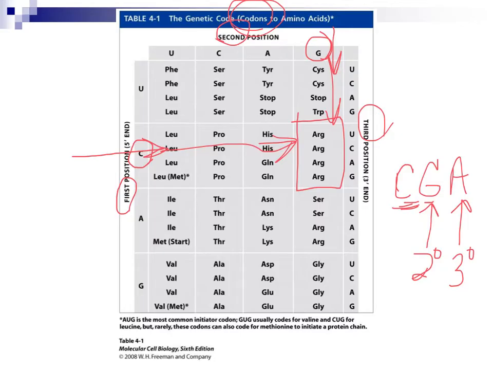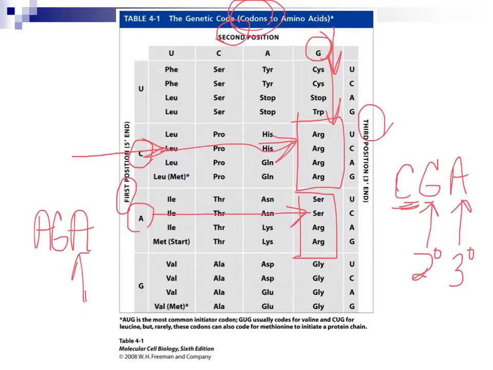But let's say we had, instead of CGA, AGA. Well, if we look down here, the first letter is what changed. So here's A, then we go over to G again. Now, depending on what the third letter is, it does matter. If it was a U or a C, it would indicate serine. If it's an A or a G, it would represent arginine. So in this case, the A would represent arginine. This is how you read the table. So please make sure that you could do that on an exam.